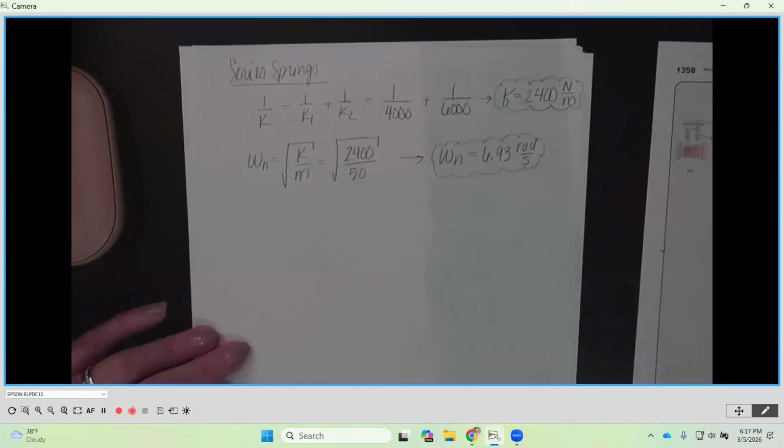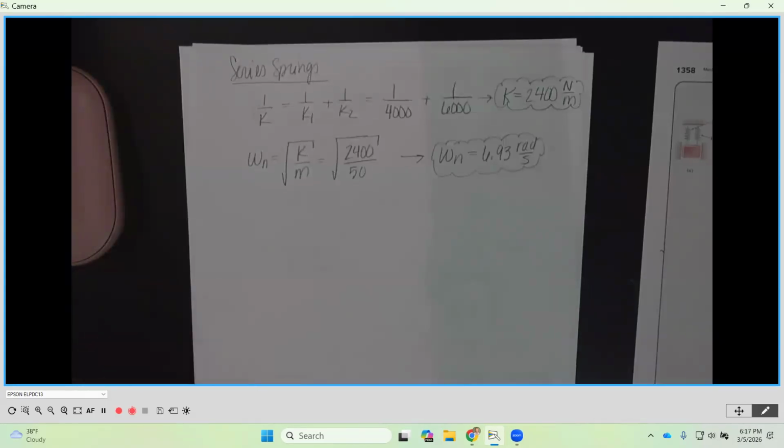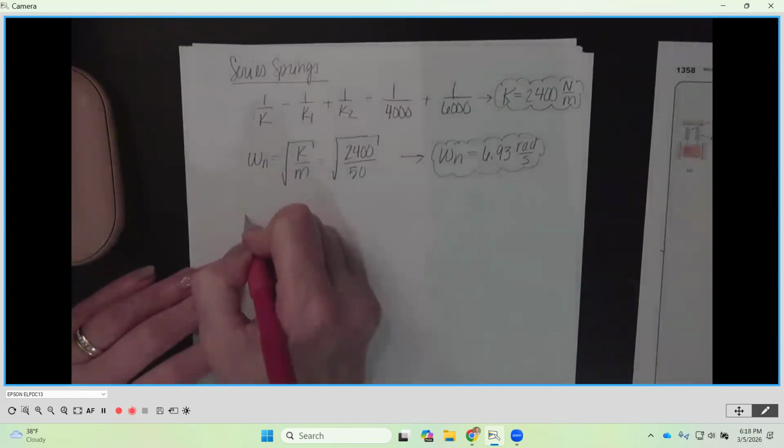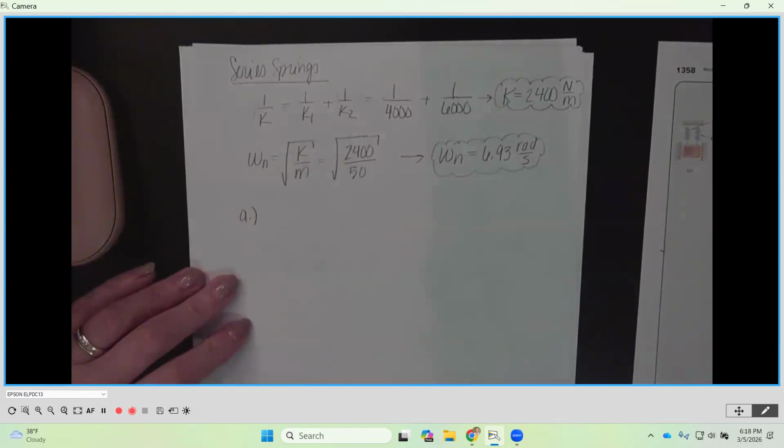Just want to make sure it's verified by someone. And once we get that verified, then we can do the period and the maximum velocity and the maximum acceleration. I got the same thing. You got it? Awesome. Thank you, Joshua.